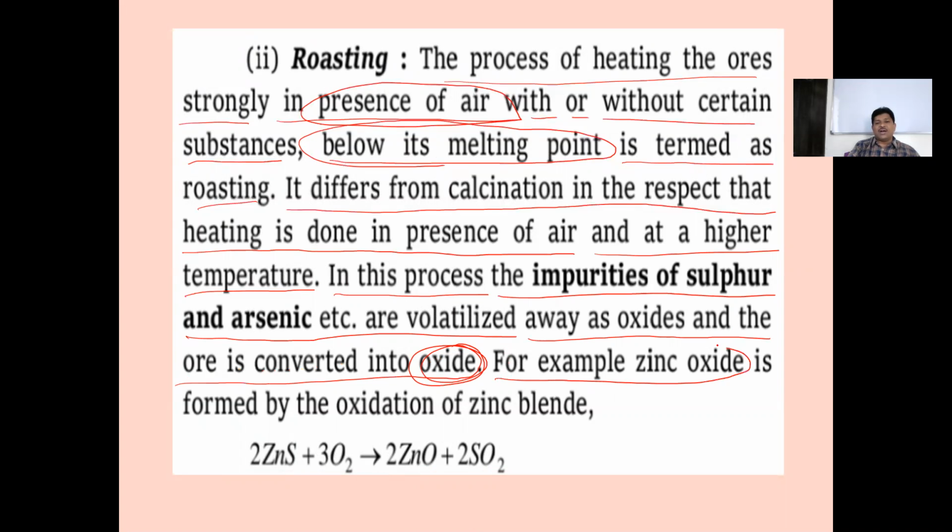For example, zinc oxide is produced by the oxidation of zinc blende. Zinc blende is ZnS. ZnS, zinc blende, is heated in air. This oxygen is from air. Heating in air is called the roasting process. So zinc sulfide is roasted in air to get zinc oxide and sulfur dioxide gas. So zinc oxide is produced here. So sulfide ore is converted into oxide ore in the roasting process.